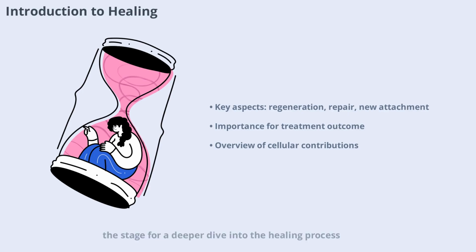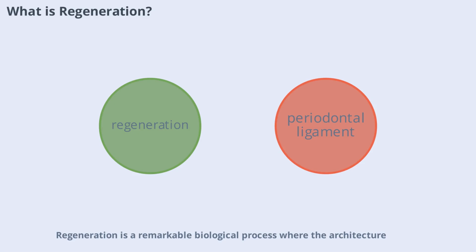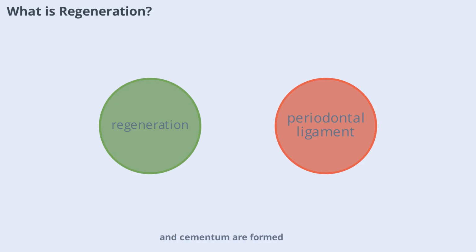Let's begin by defining the key terms and setting the stage for a deeper dive into the healing process. Regeneration is a remarkable biological process where the architecture and function of lost periodontal tissues are completely restored. This means that after therapy, new periodontal ligament, alveolar bone, and cementum are formed, essentially bringing the affected area back to its original state. Regeneration is the ideal outcome in periodontal therapy, as it ensures the full recovery of both structure and function. Achieving true regeneration is challenging, but advances in dental science continue to improve our ability to restore lost tissues.